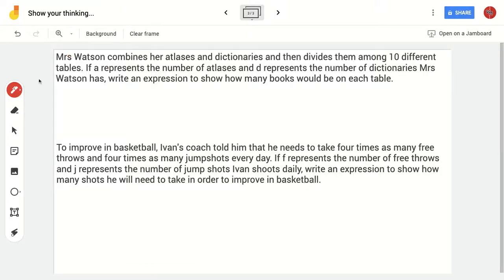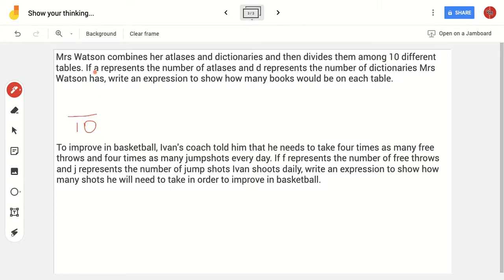Okay, welcome back to part 2 of showing our thinking with changing English into math. All right, boy, these two have a lot of words, and that kind of intimidates me, but we just do it bit by bit, and we'll be okay. Mrs. Watson combines her atlases and dictionaries and then divides them among 10 different tables. Oh, so we're going to have 10 tables, and each one's going to have the same amount. And we just learned with Nathaniel and his cupcakes, that means we're going to divide.